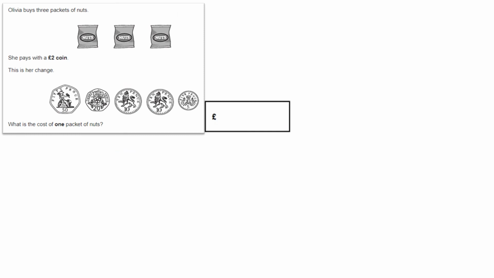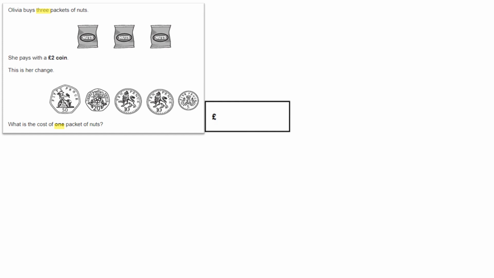Last one. Olivia buys 3 packets of nuts. She pays with a £2 coin. This is her change. What is the cost of 1 packet of nuts? You can see the similarities in some of these questions. So she buys 3 packets of nuts. She pays with a £2 coin. This is her change. So just a little bit extra on this one. We don't actually know yet what her change is.